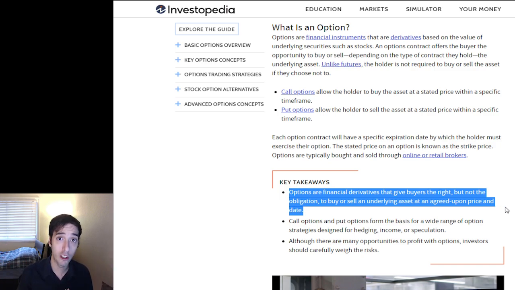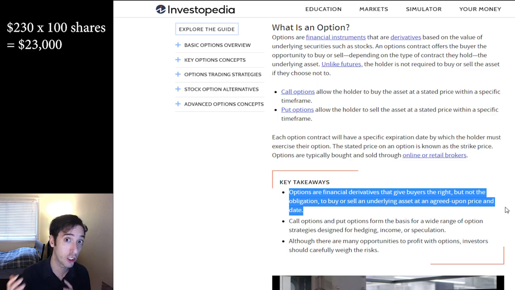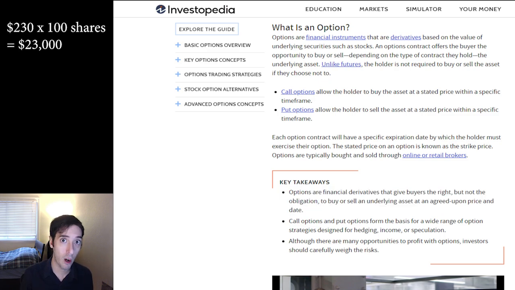What is this saying? When you buy a call option, an options contract, you can do one of two things with that option. What you're doing is you're buying the right to exercise that contract and buy 100 shares of that stock. So if you were to do it with Square, which is at about $230 right now, and you bought a call option and you exercised it, now you would have to purchase 100 shares of Square at an agreed upon price. Well, a lot of you guys probably don't have $23,000 lying around, so you're probably not going to exercise your contract.